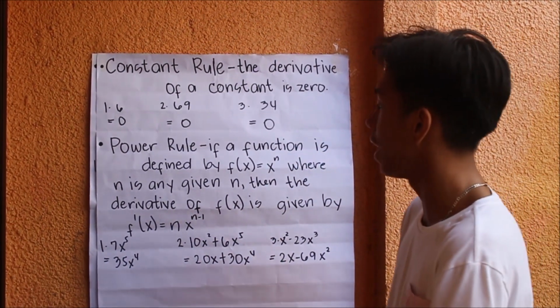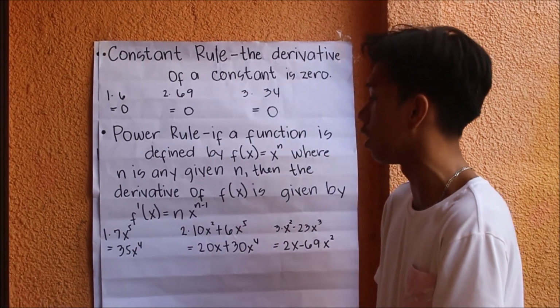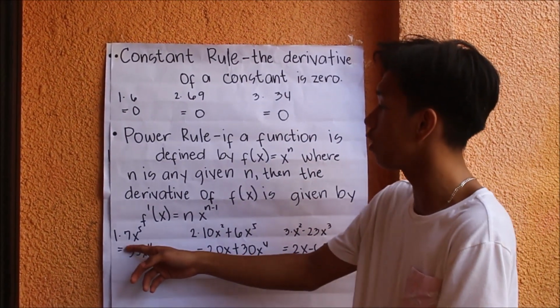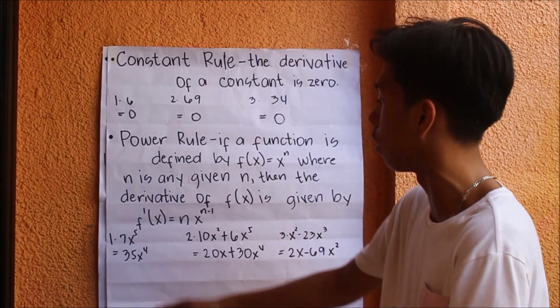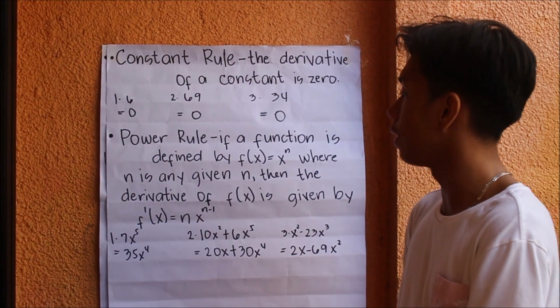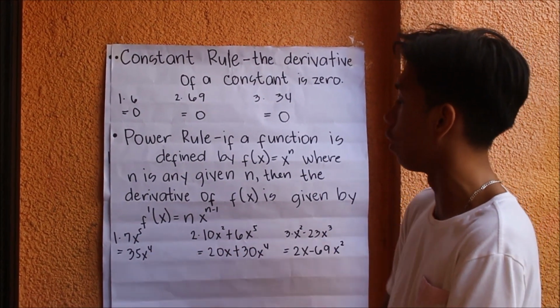7x raised to the power of 5 equals 35x raised to the power of 4. So the constant multiplies the exponent. So the result is 35x, then minus 1 from the exponent, so 4.